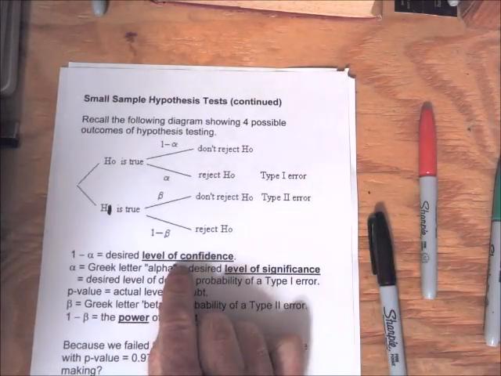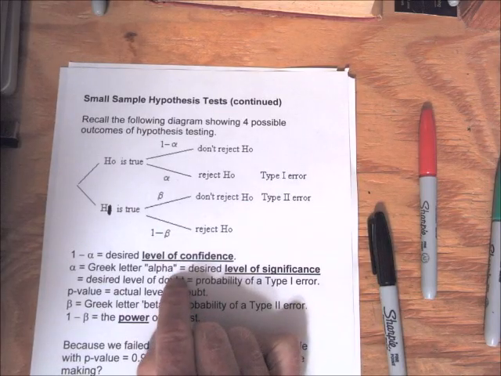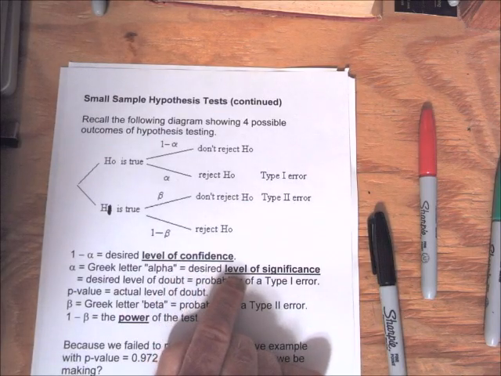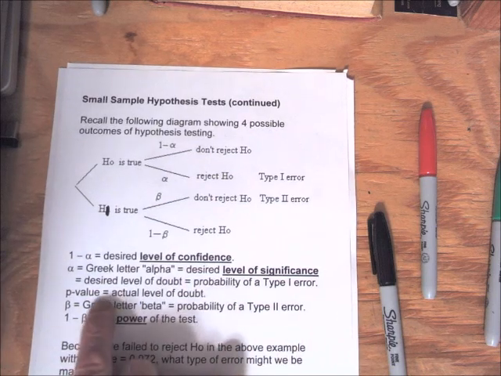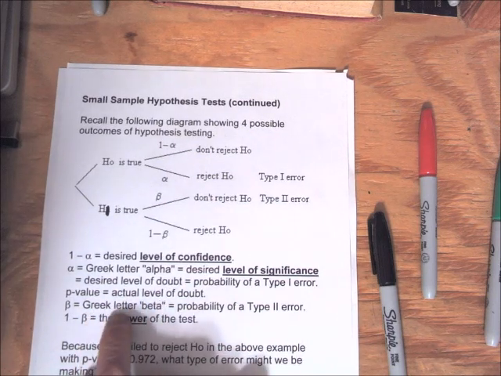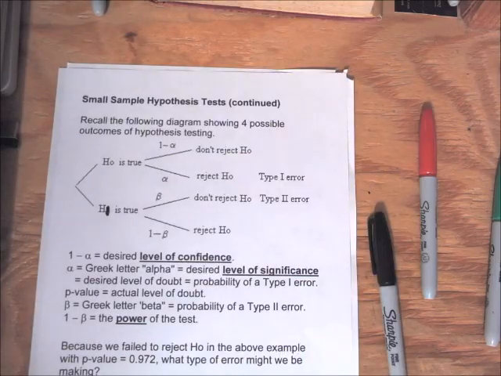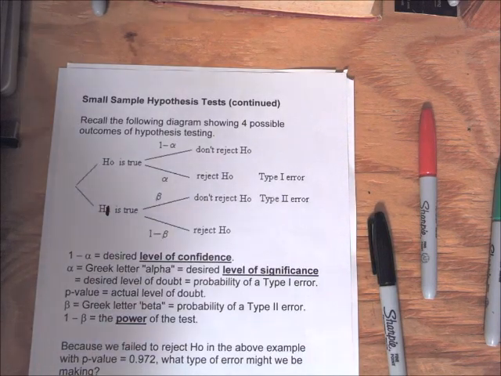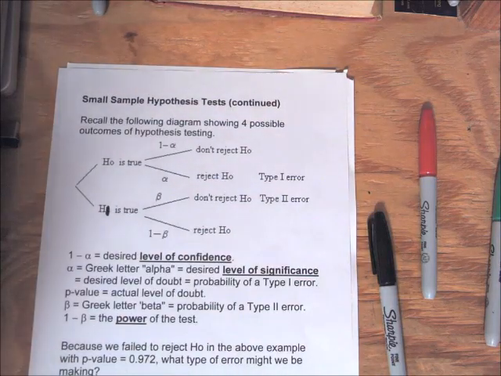1 minus alpha is our desired level of confidence. Alpha, a Greek letter, represents the desired level of significance. The p-value is the actual level of doubt. Beta is the probability of a type 2 error. You need to make some additional assumptions in order to compute that, so usually it's not computed. Occasionally people are interested in computing the probability of a type 2 error, but we won't be computing it.